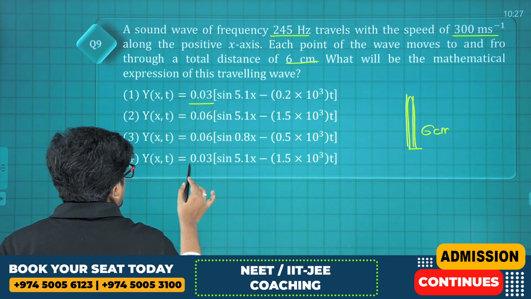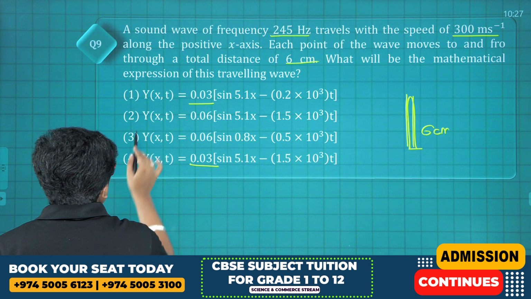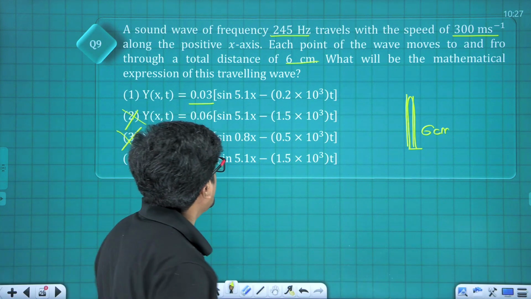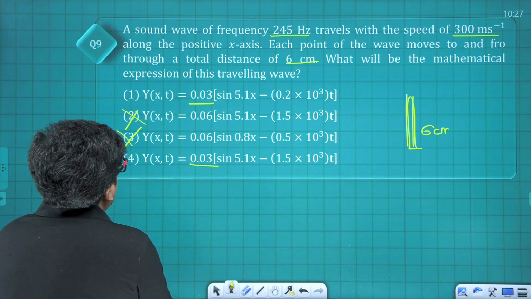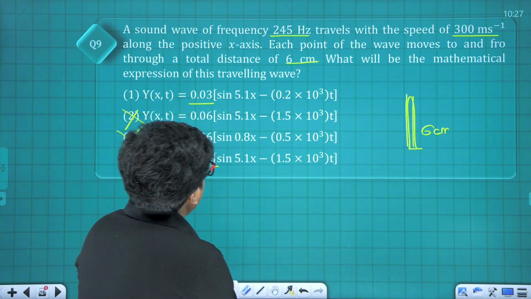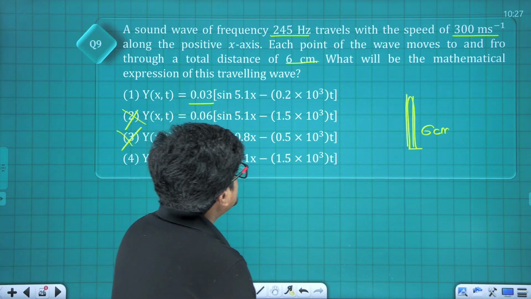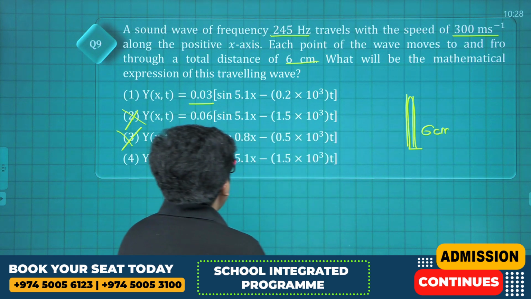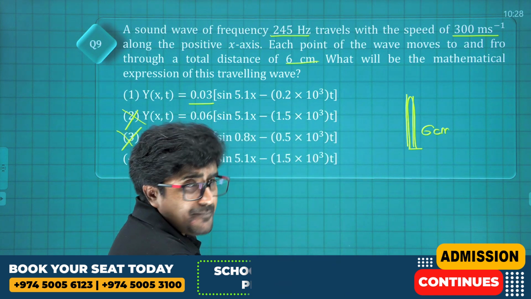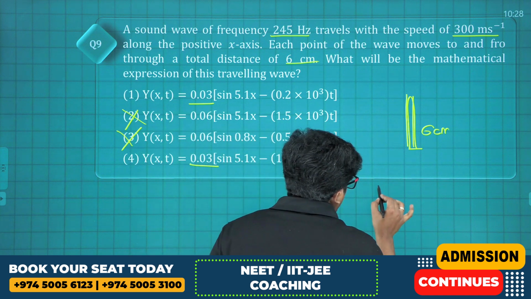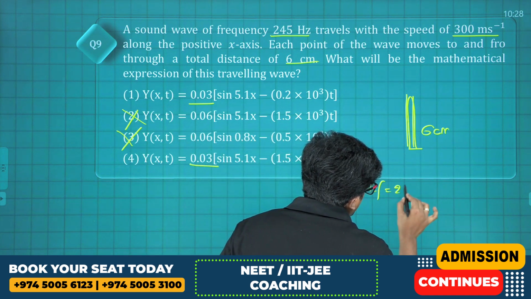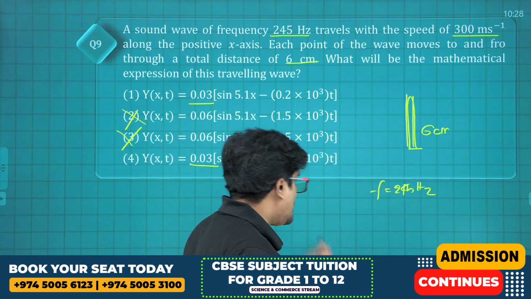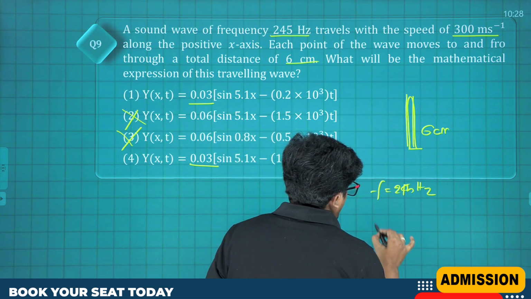That means here it could be considered as an option, as well as here also it needs to be considered as an option. These two must be marked as wrong choice. Okay, now what will be the mathematical expression for this traveling wave? That is the point here. What all other information we have is the frequency. Frequency is marked as 245 hertz. Now what about omega?